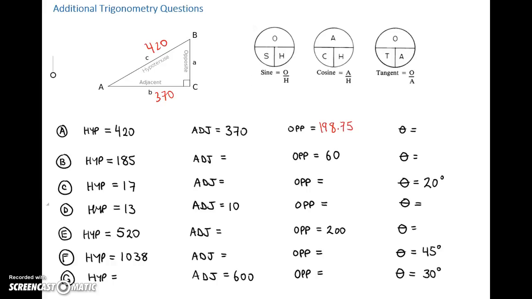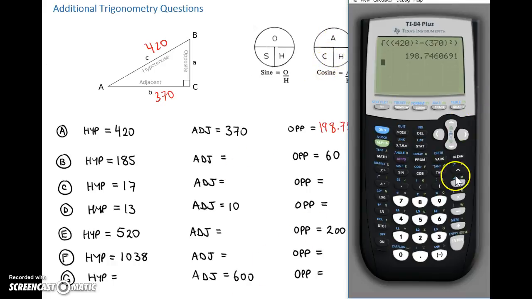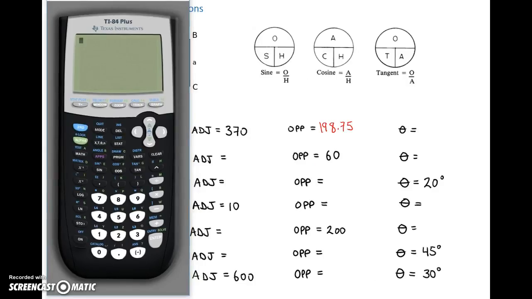Okay, now we need to find the angle. We've got the hypotenuse and we've got the adjacent. So hypotenuse and adjacent, looking for the angle. Let's do cos. Okay, so we've got 420 and 370.